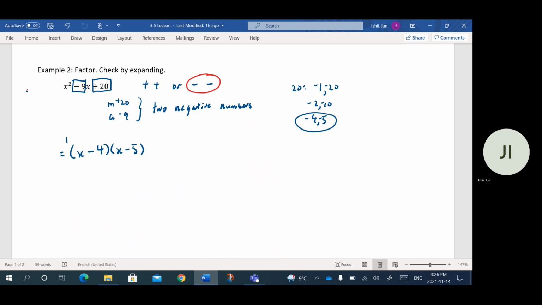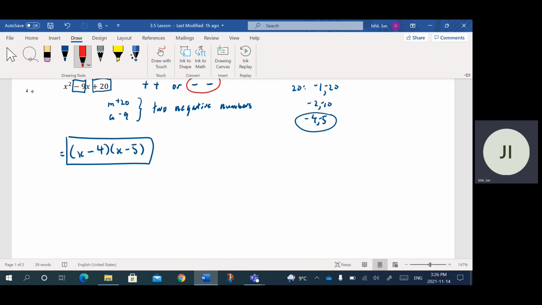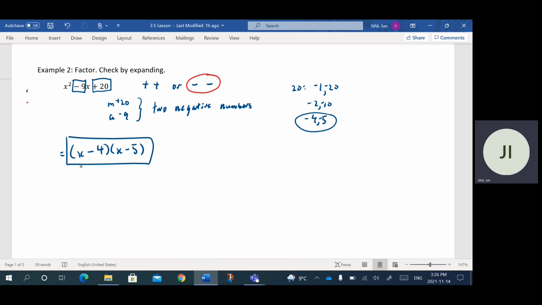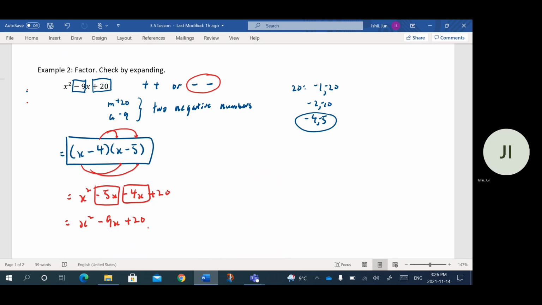Okay. Cool. All right, and now the second part here is we can check that our answer is correct by expanding. So I'm going to expand this set of brackets out. First, outside, inside, last, I'm going to FOIL it. What do I got here? I got x squared minus 5x minus 4x plus 20. And if I collect my like terms, these two middle terms, negative 5x minus 4x, is negative 9x, plus 20. If I compare that with the original question, x squared minus 9x plus 20, that's what we got.